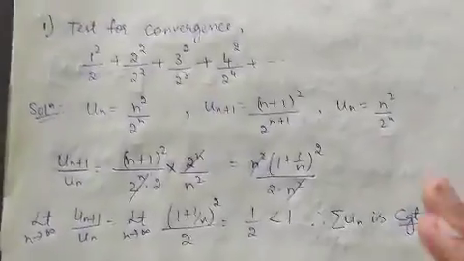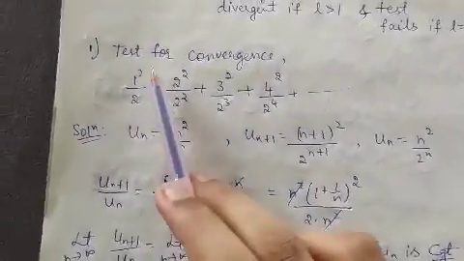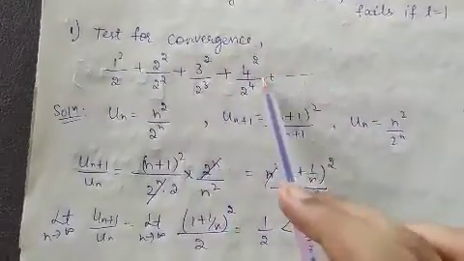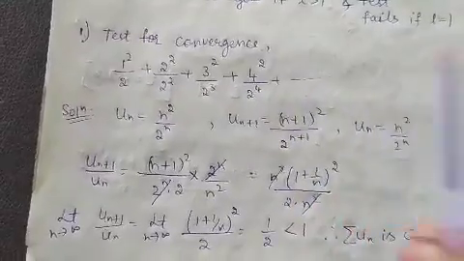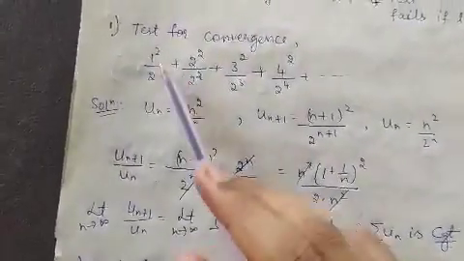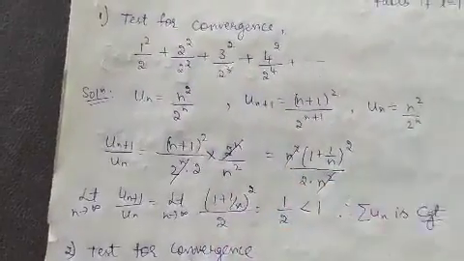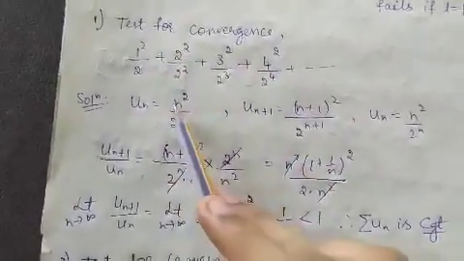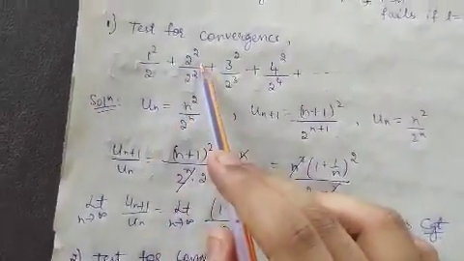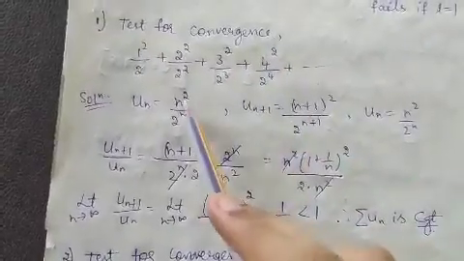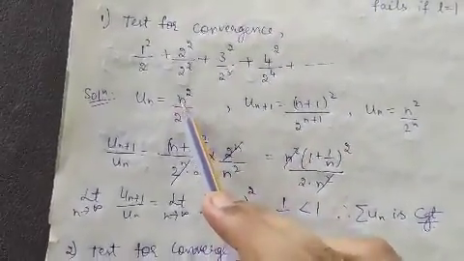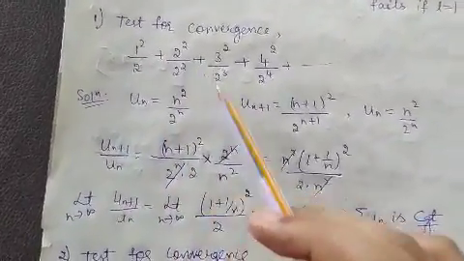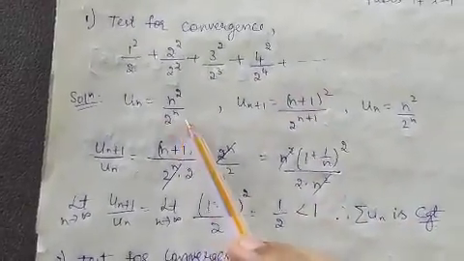You'll get to know. Okay, test for convergence: 1 square by 2, 2 square by 2 square, 3 square by 2 cube, 4 square by 2 power 4. The series will go on like this. Don't cancel 2 square, don't solve this. In order to write this un, you have to observe and write the generalization. How is this going? 1 square, 2 square, 3 square, 4 square. It is of the form n square. Denominator is 2 power 1, 2 power 2, 2 power 3, 2 power 4, so it is nothing but 2 power n.